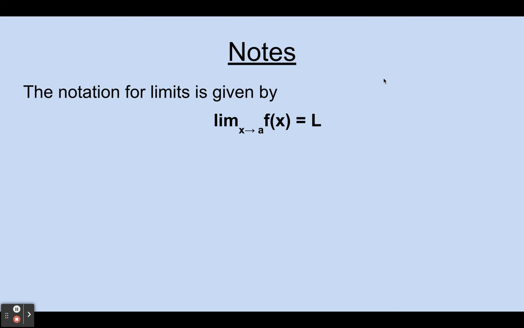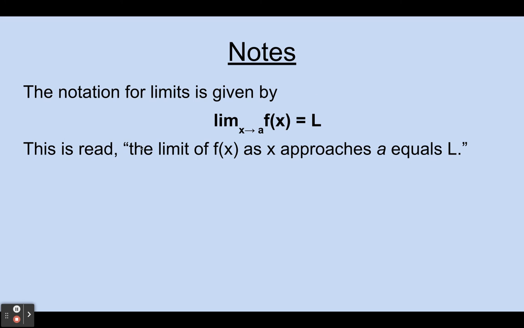Okay. So now what are these pieces? First, let's go back. To read this, you would read it as the limit of f of x as x approaches a equals L. All right. So it's limit of the inside. And then you just read this off. So as x approaches a, and then the actual value it is, that's the actual limit. That's the behavior of the function at that x value.